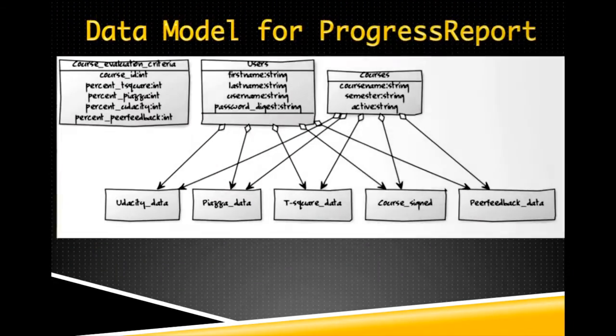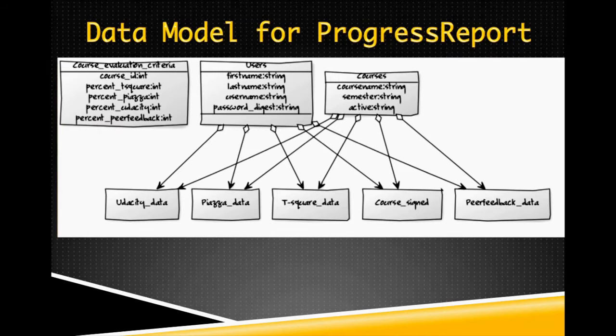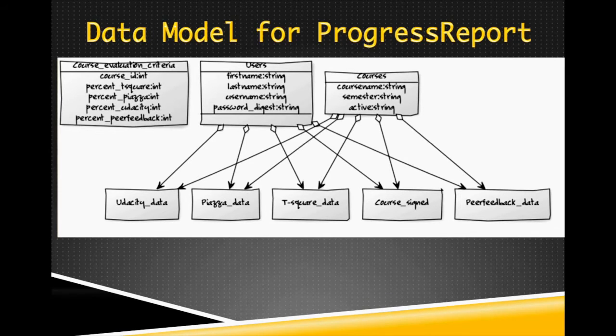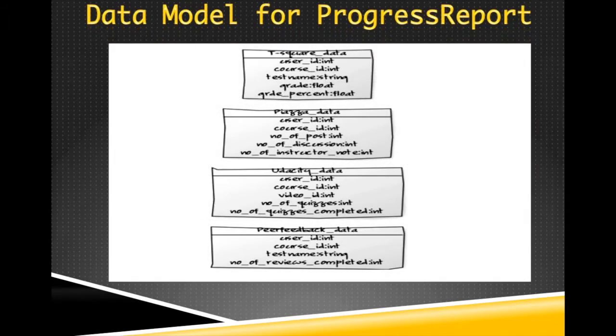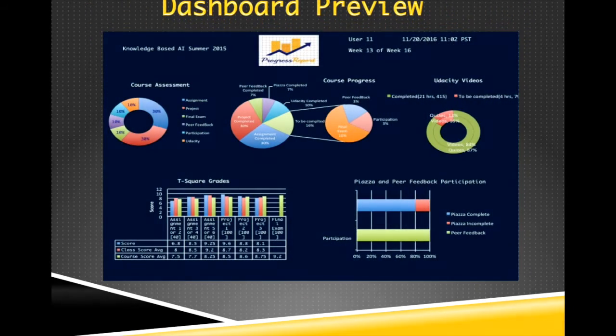The course assessment is critical in deciding what we want to display in the dashboard. T-Square presents a large source of data for grades in the course based on assignments, exams, and projects. Some courses use watching videos and completing quizzes on Udacity as part of the grading. Piazza and peer feedback may vary in how much they contribute to final grades in different courses, but some courses have a heavy weightage on the final grade and it's not always transparent how the data is evaluated for a grade. This is the preview of the dashboard with all the data presented as progress made in the course.